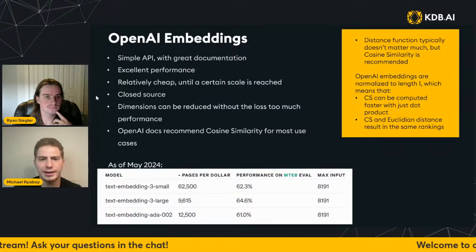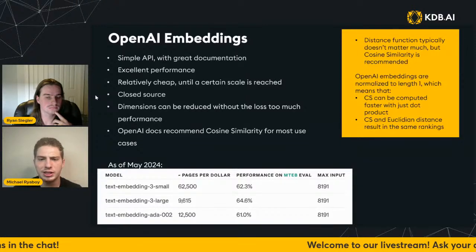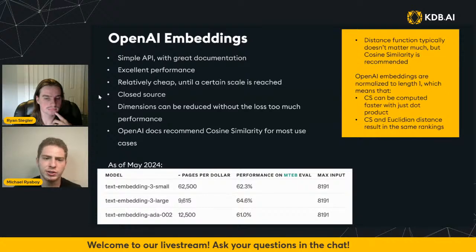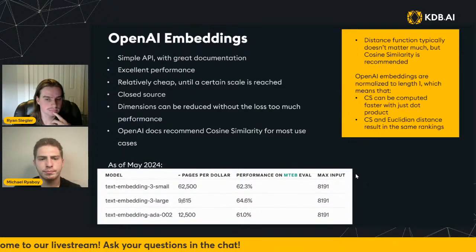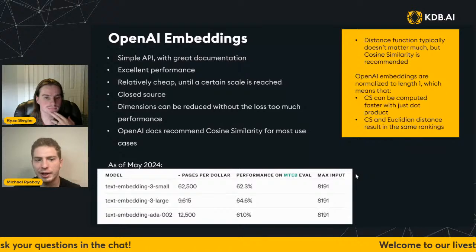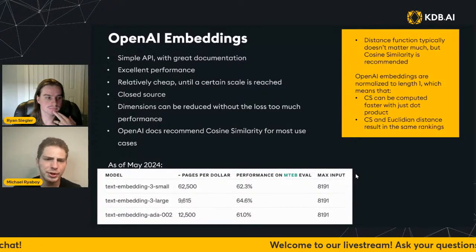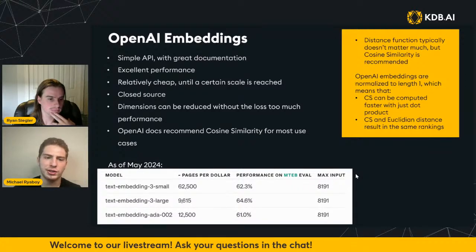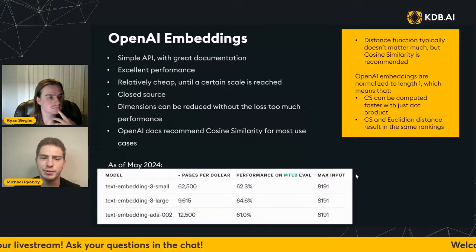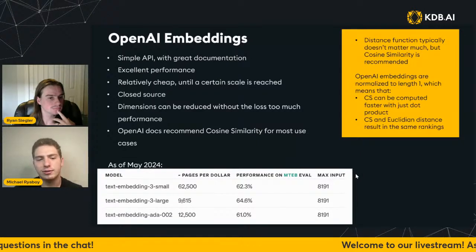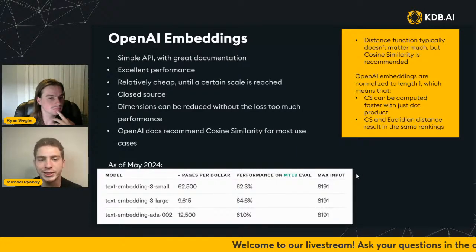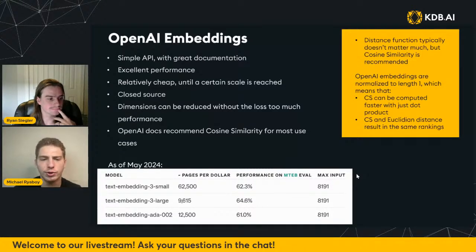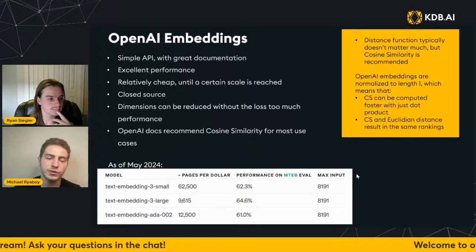And yeah, it's pretty cheap. It performs well on MTEB. The context length is actually pretty long, which is something to consider. Over 8,000 tokens, and there's a lot of options to choose from. And they're constantly updating them, and the performance is changing. But if you look at the pages per dollar, it's like 62,000 pages per dollar for a small embedding model, which is pretty cheap. But if you're embedding hundreds of thousands or millions of pages, suddenly you might have to start thinking about costs and thinking about whether OpenAI is the best choice for you.